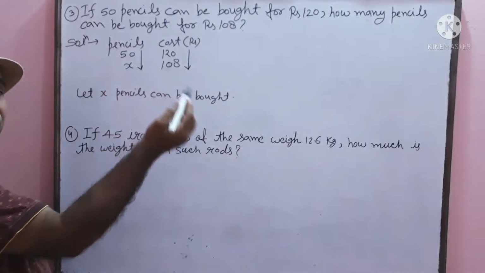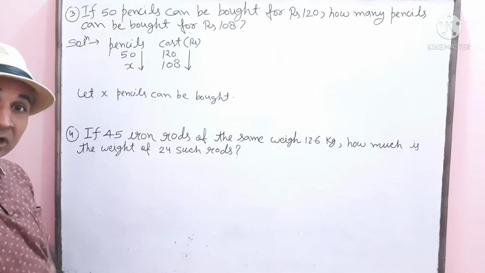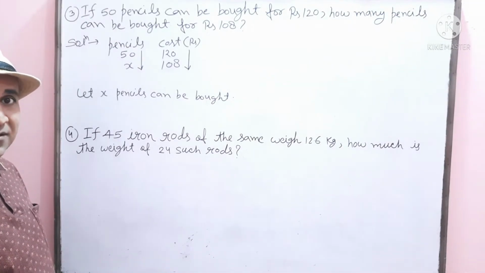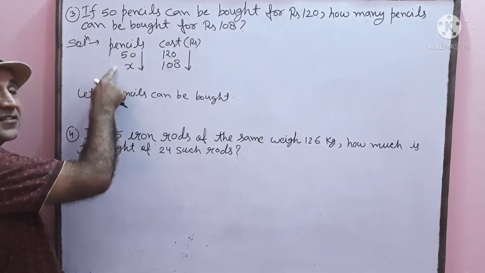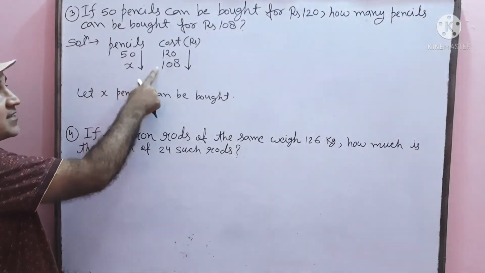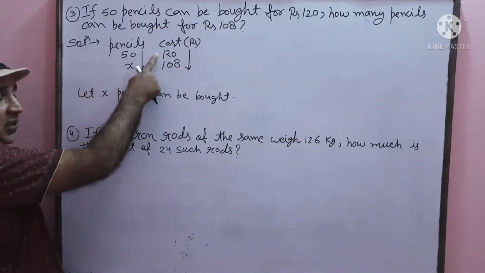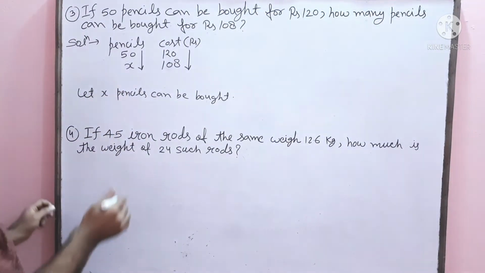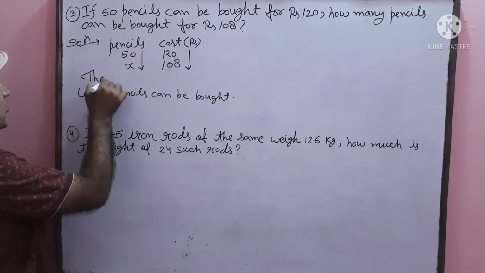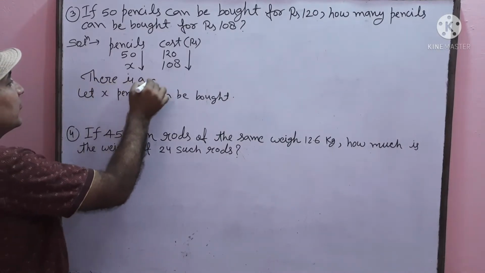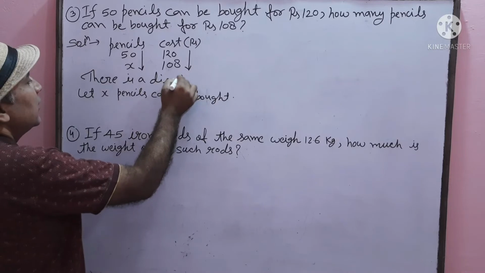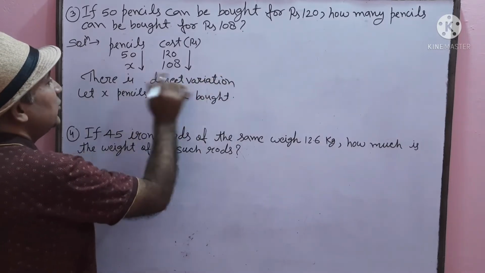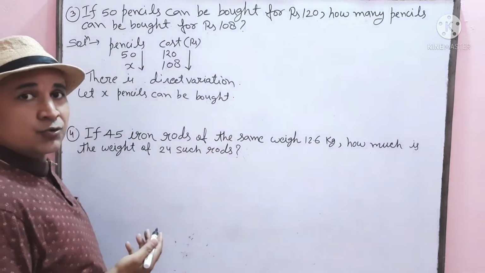If we are purchasing 50 pencils and we are paying 120 rupees, and if we want to pay 108 rupees, definitely we will get fewer than 50 pencils. So the price is decreasing, the cost is decreasing, so the number of pencils will also decrease. Means there is direct variation. Understood? And we have learned how to solve it.